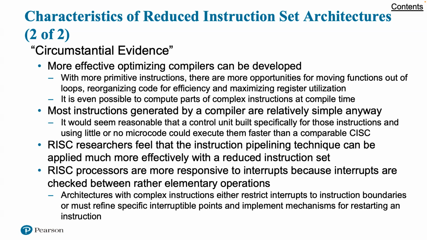A second point already noted is that most instructions generated by a compiler are relatively simple anyway. It would seem reasonable that a control unit built specifically for those instructions and using little or no microcode could execute these faster than a comparable CISC. A third point relates to the use of instruction pipelining. RISC researchers feel that the instruction pipeline technique can be applied much more effectively with a reduced instruction set. We examine this point in some detail presently.